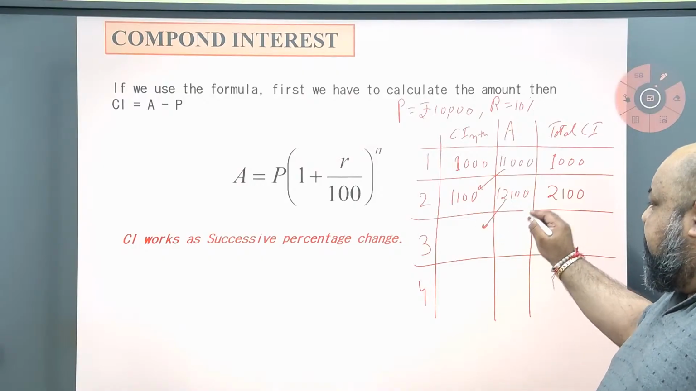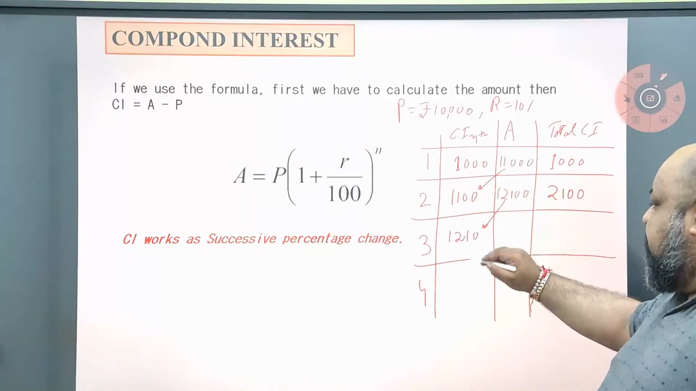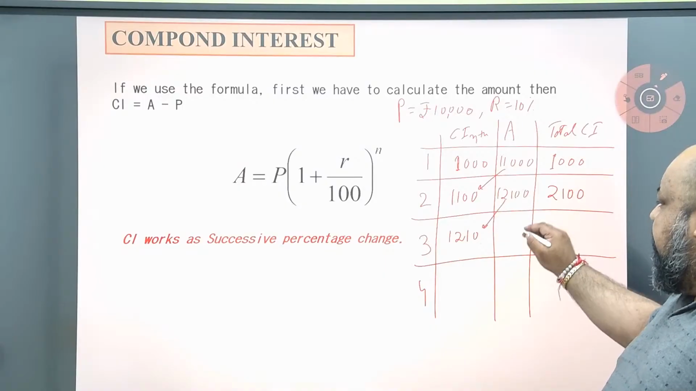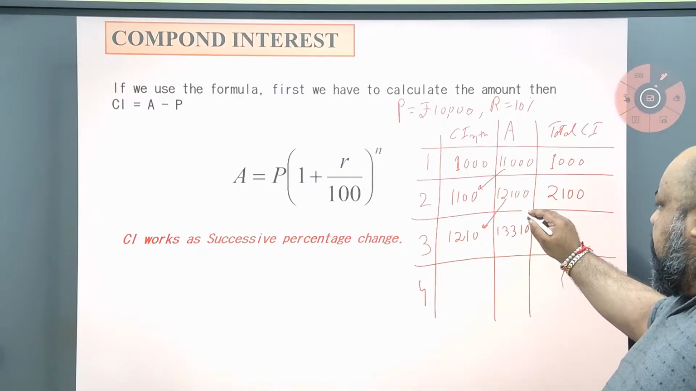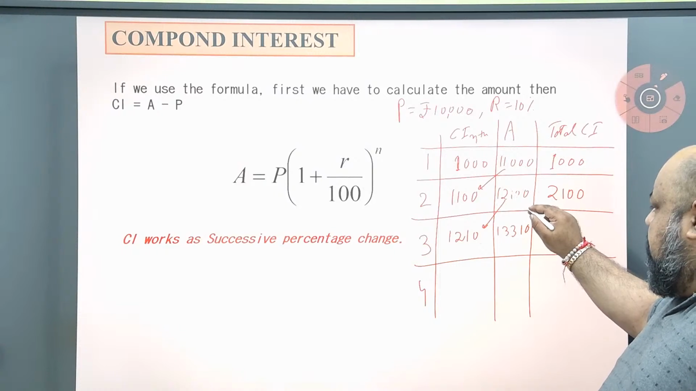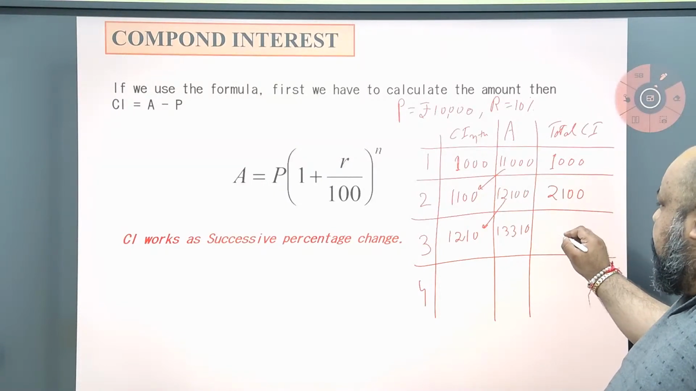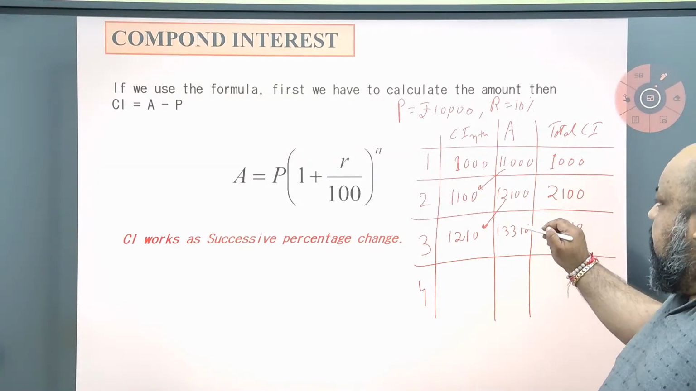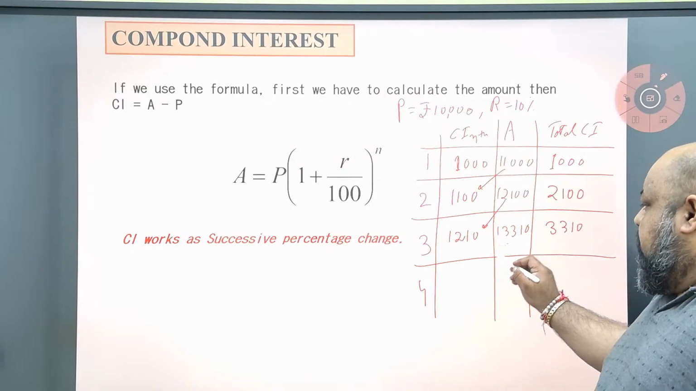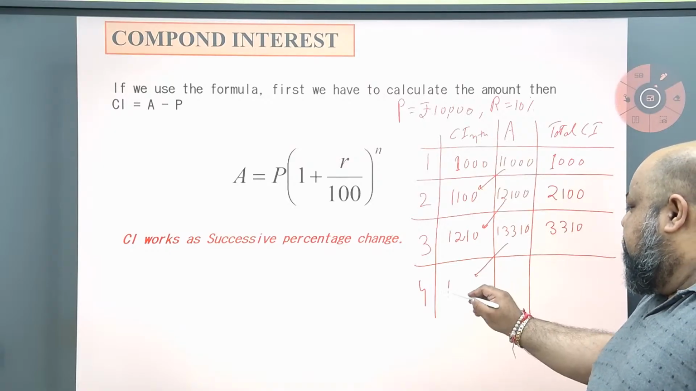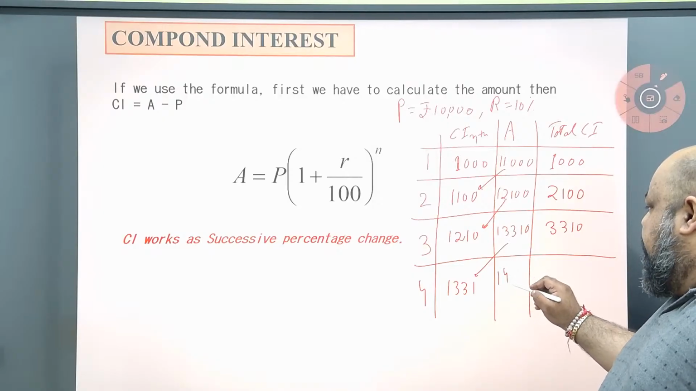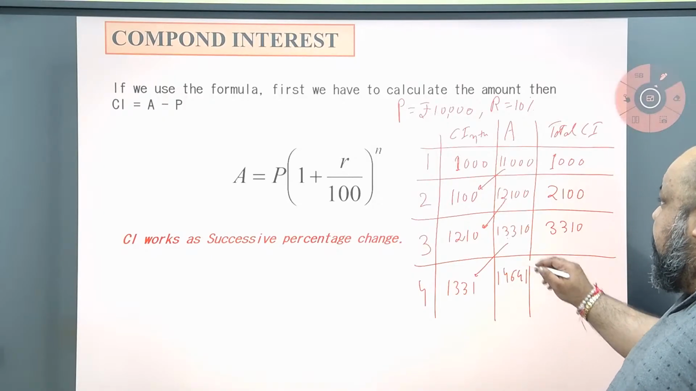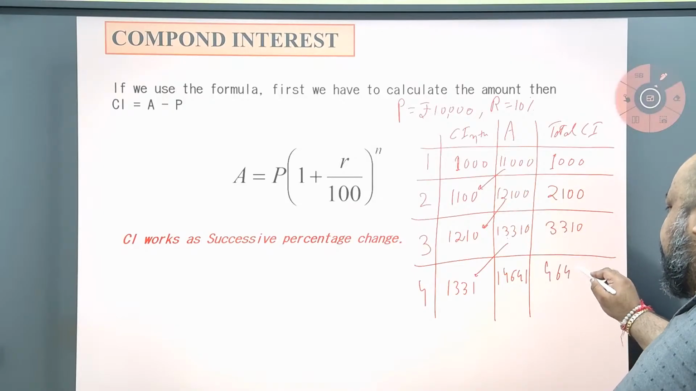Year 3, 10% of this will be charged as interest. If I add it to the amount, 13310. Total interest 3310. Amount minus principal. Fourth year again, 10% of this is 1331. If we add it here, so 14641, which means total interest of 4641.